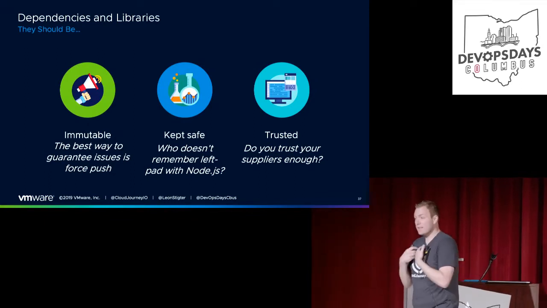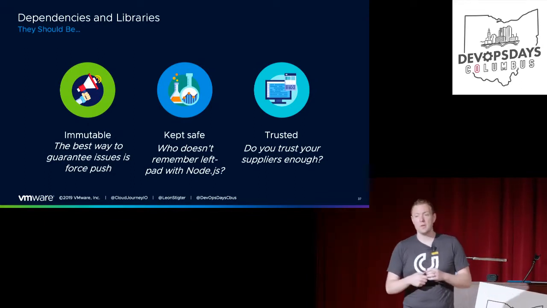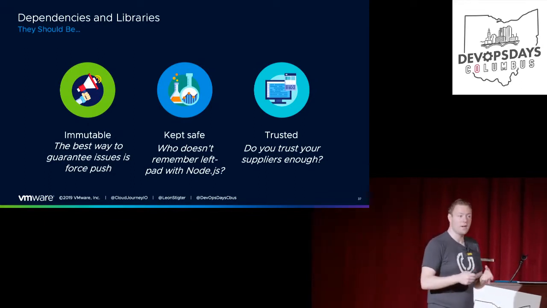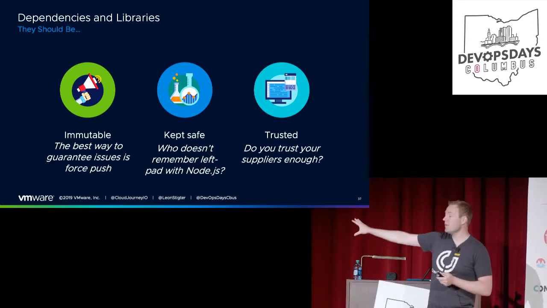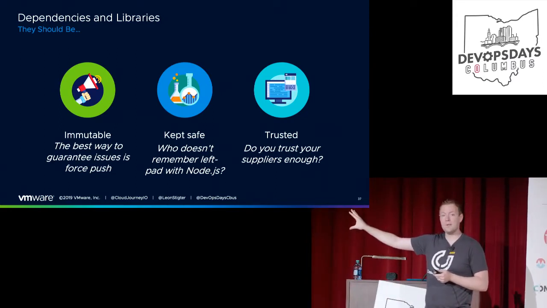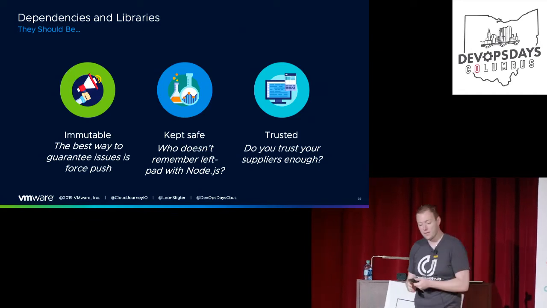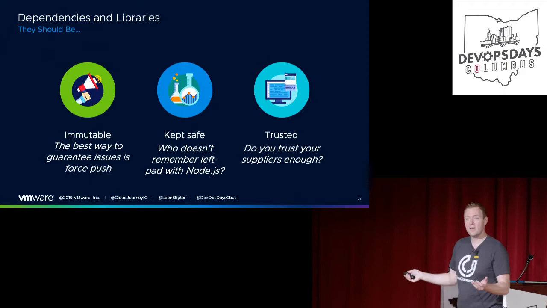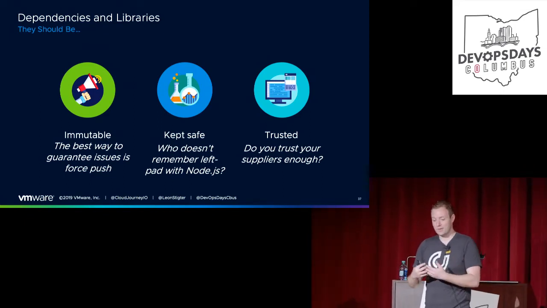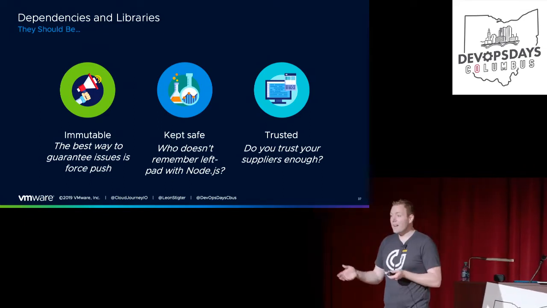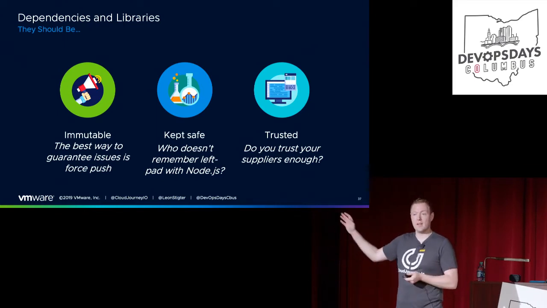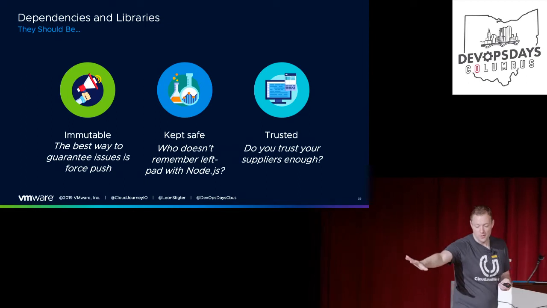So dependencies, at least in my view, coming from companies that have dealt with that, need to be immutable. Because the best way to guarantee issues in your source code is to do a git push -f, and force push into Git. By the way, if you've ever done that, please don't. I kind of want to make sure that libraries, if we use them, are kept safe, including the rest of your recipes as well.